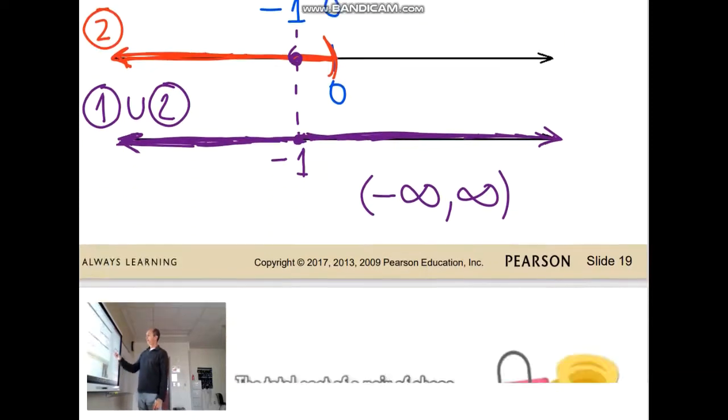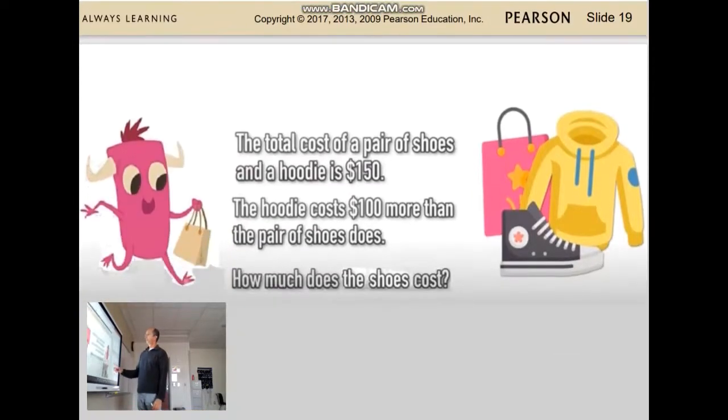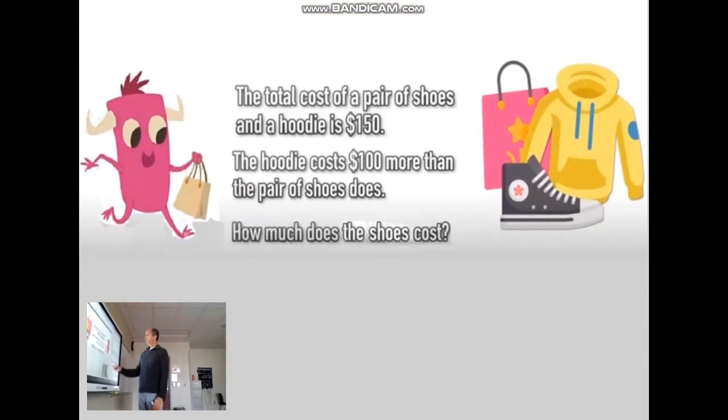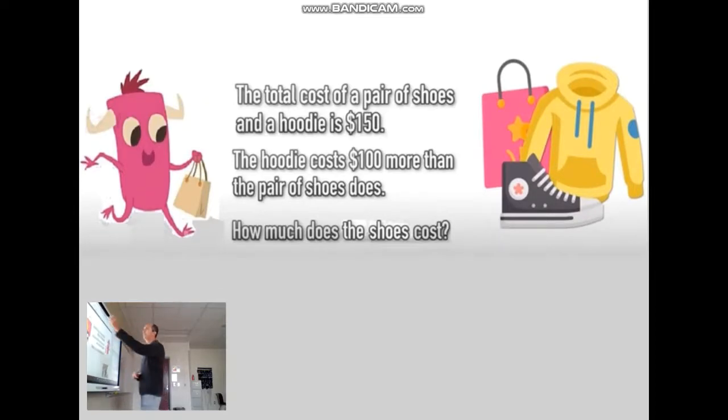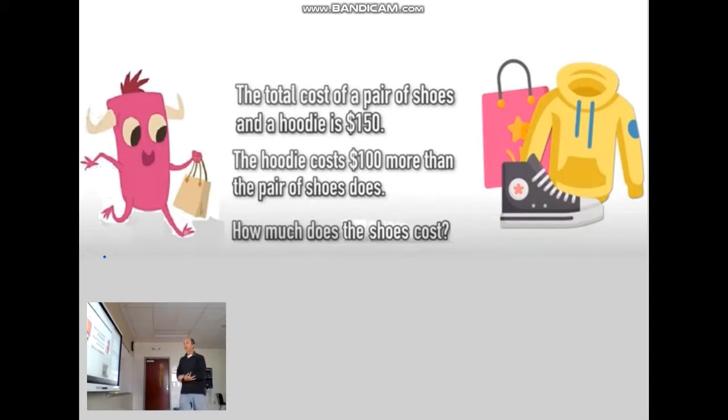Okay, this is the end of section 2.5. And did you find the answer for this math puzzle? The total cost of a pair of shoes and a hoodie is $150. The hoodie costs $100 more than the pair of shoes. How much does the shoe cost?